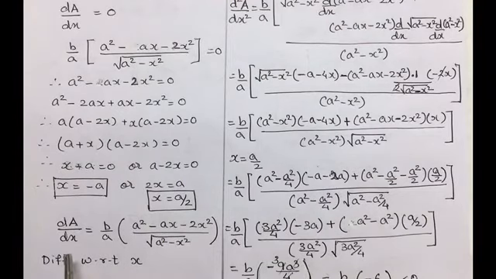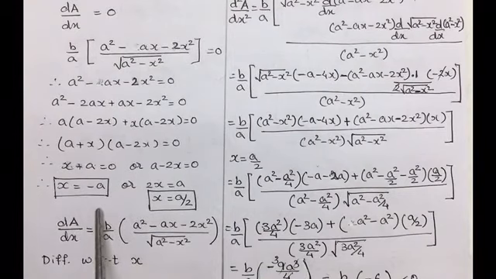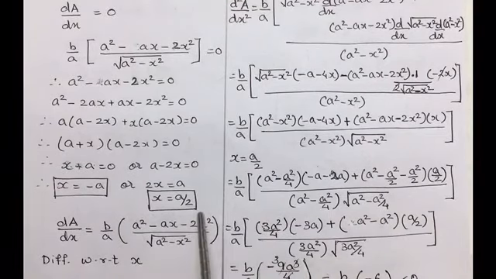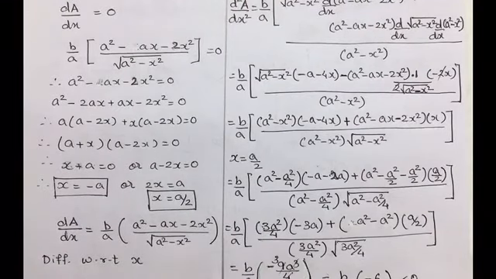Now, x equal to minus a cannot be accepted as it is negative and sides cannot be negative. So x equal to minus a is not to be taken up. x equal to a by 2 is the value which is to be accepted. Now, the first derivative is again to be differentiated with respect to x.